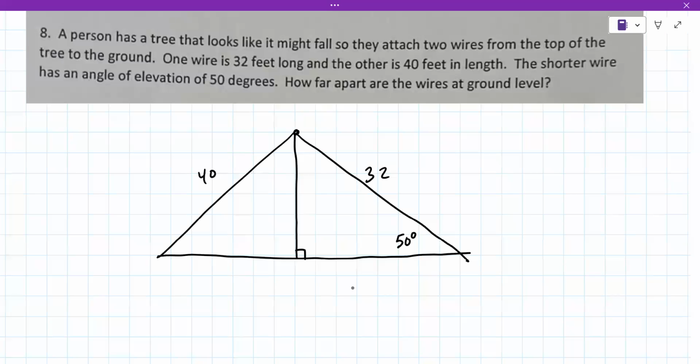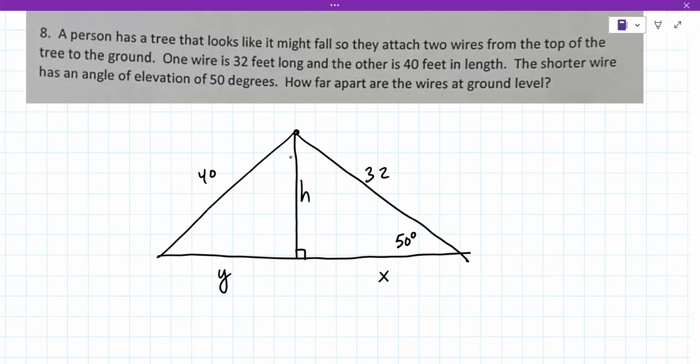I'll just call this X and Y for the moment, but we may also need to find the height here at some point as well. So this is, like you said, a much more difficult problem. It's got more going on here.